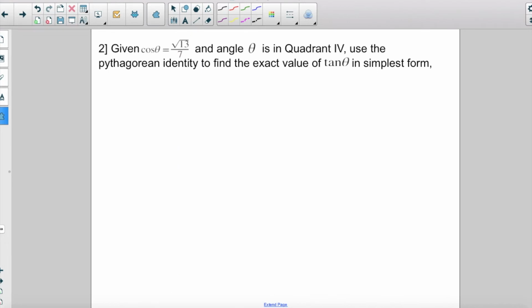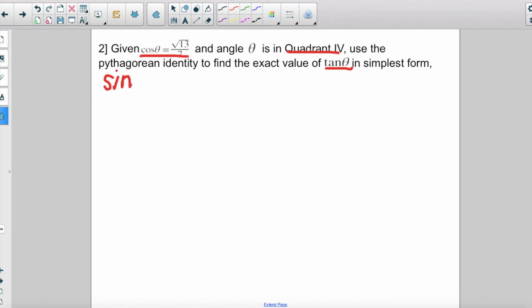All right, let's see another problem. It says, given that cosine of theta is radical 13 over 7 and theta is in quadrant 4, use the Pythagorean identity to find the exact value of tangent of theta in simplest form. So let's begin. It says use the Pythagorean identity, so let's start with writing it.